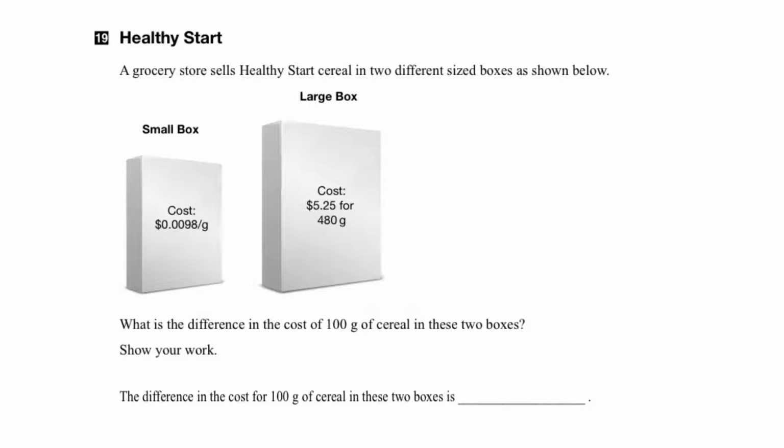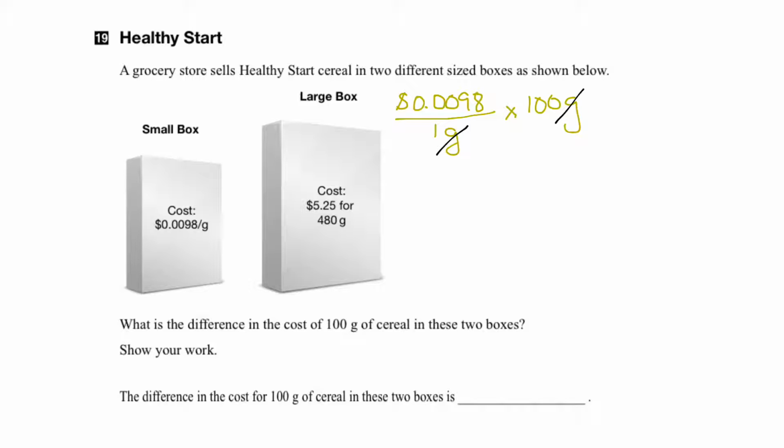So we can write this as $0.0098 per 1 gram in this case. Now we want 100 grams of cereal. So what we do is we multiply this by 100 grams. And when we do that, the grams themselves will cancel out.